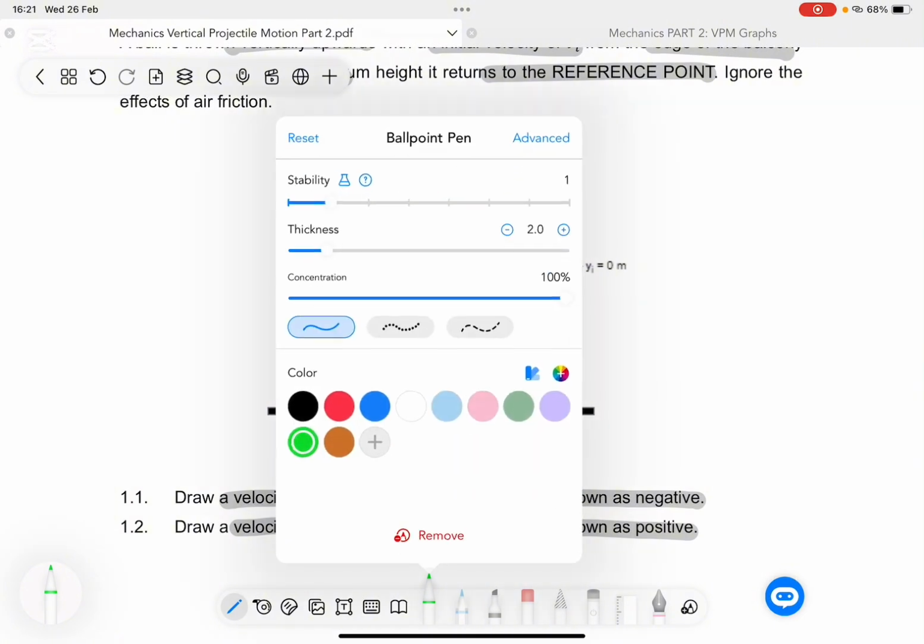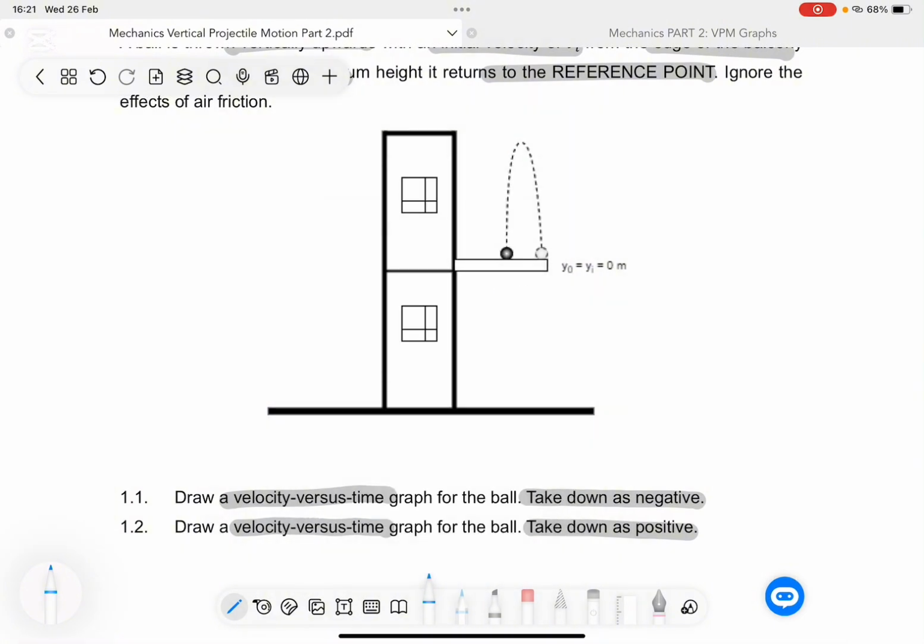Now what we are saying here is that we choose down to be positive. We say vectors that go towards the downward direction are positive. That already tells me that if there's any vector that goes up, it should be negative because it's the opposite direction.